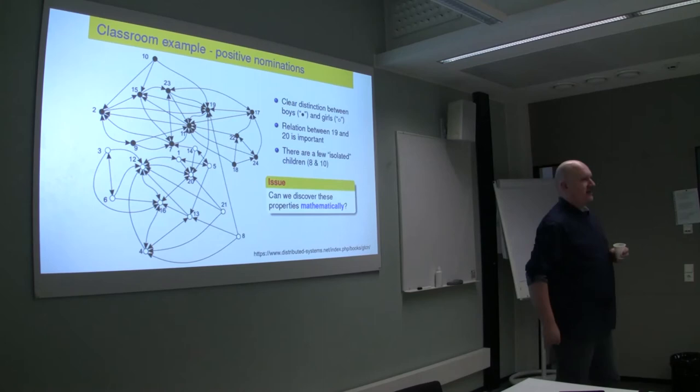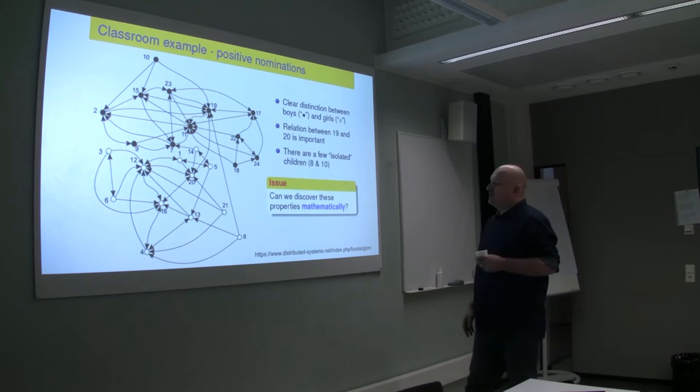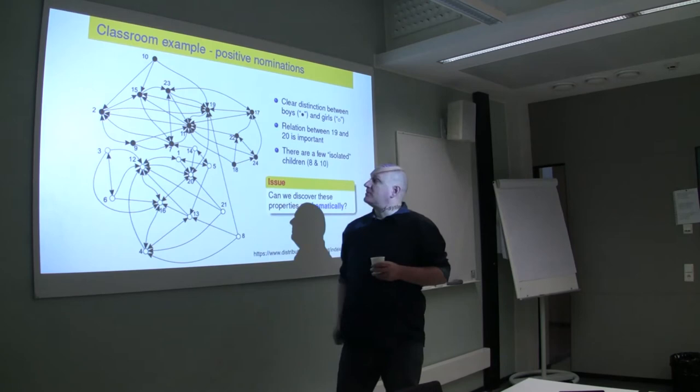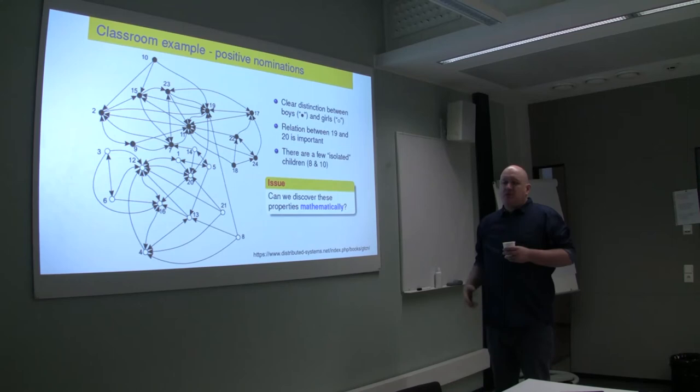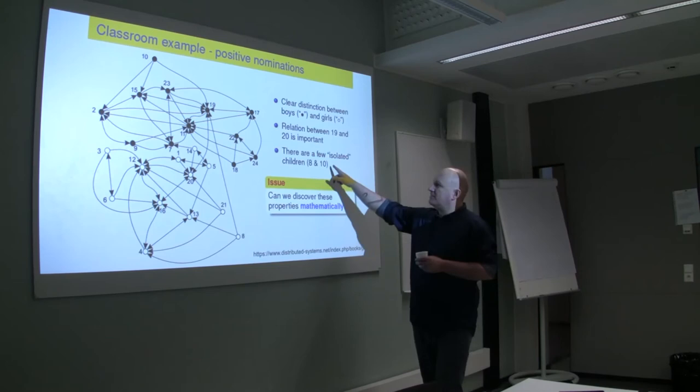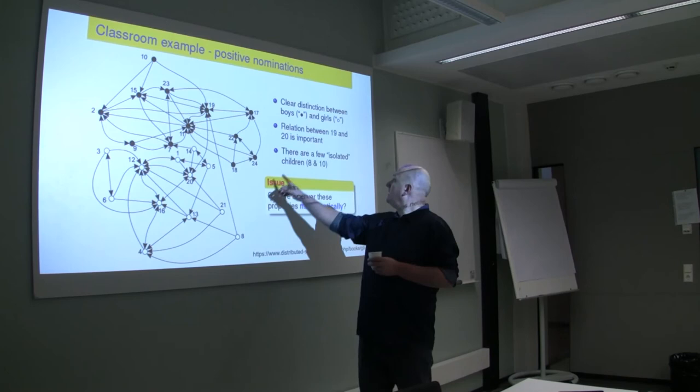So those types of nodes have a name, and they are called hubs. So they are very important nodes in these networks, and usually they have something to do with keeping sub-networks together. We also have some isolated nodes. So 8 does not receive any nominations. And 10 also does not receive any nominations.